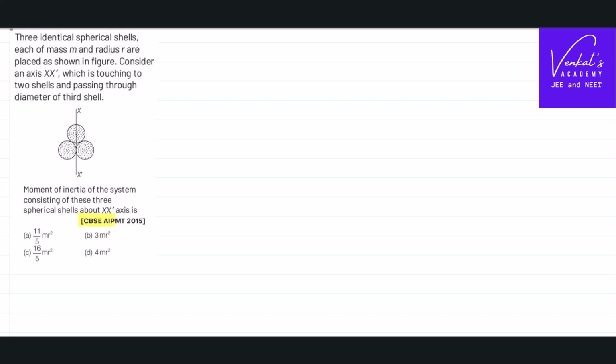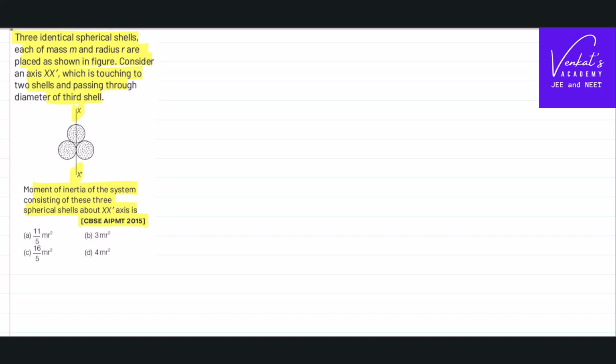This is an AIMPT 2015 question based on moment of inertia. The problem is like this: three identical spherical shells, each of mass m and radius r, are placed as shown. Find the moment of inertia of the system about an axis xx dash. This is the axis that he is talking about, right?